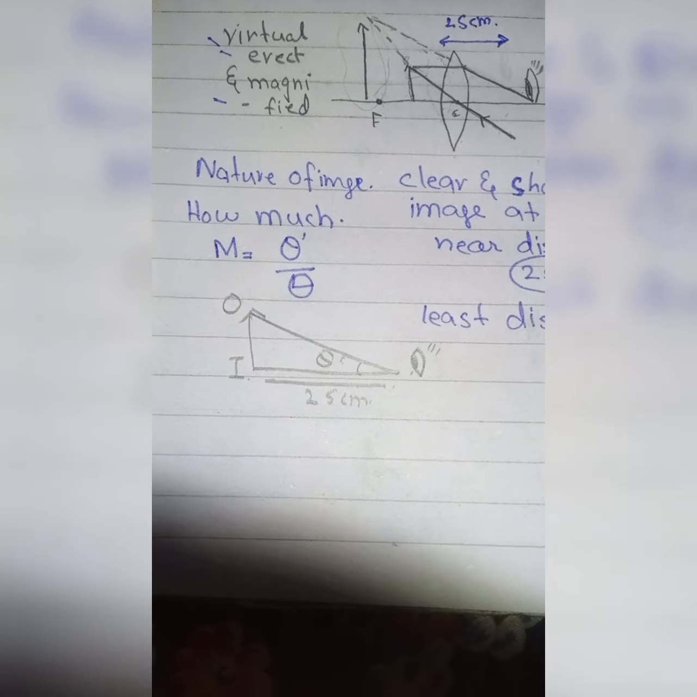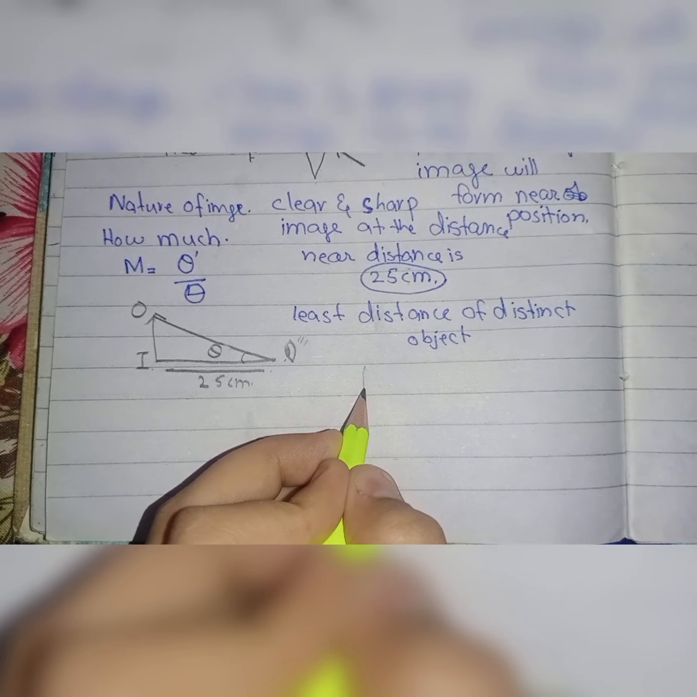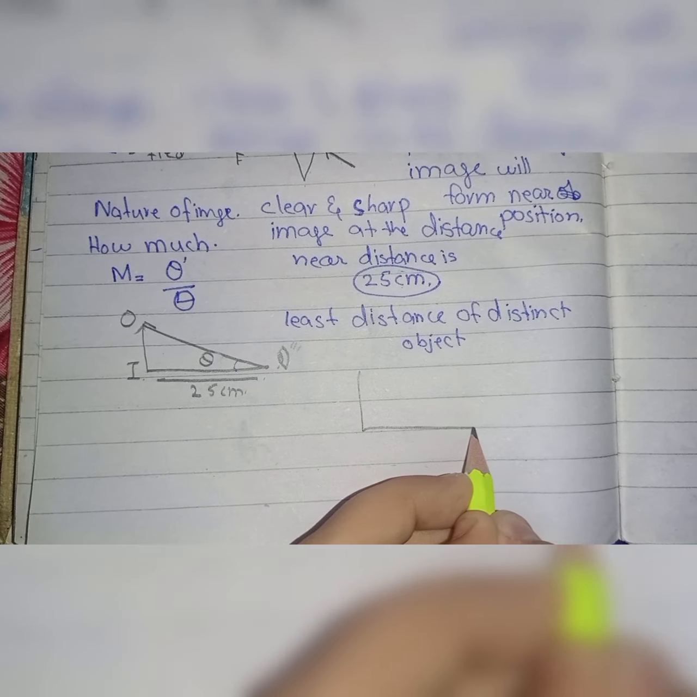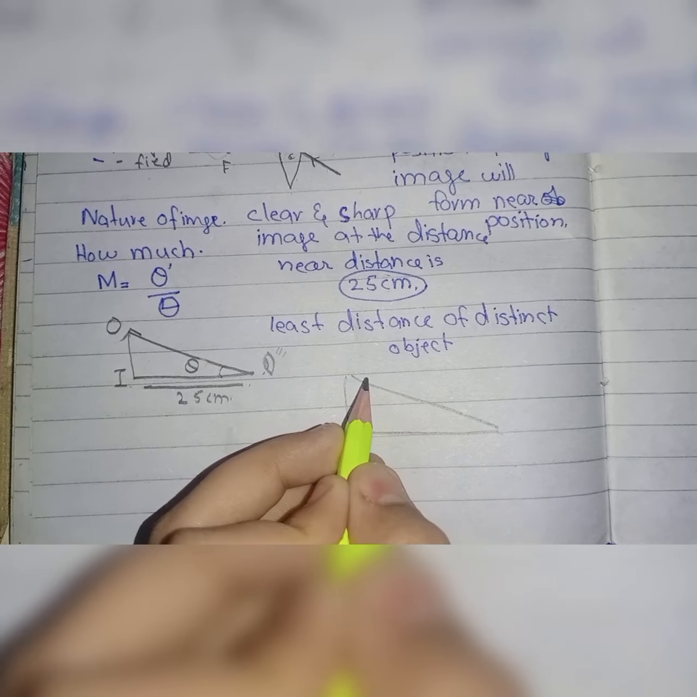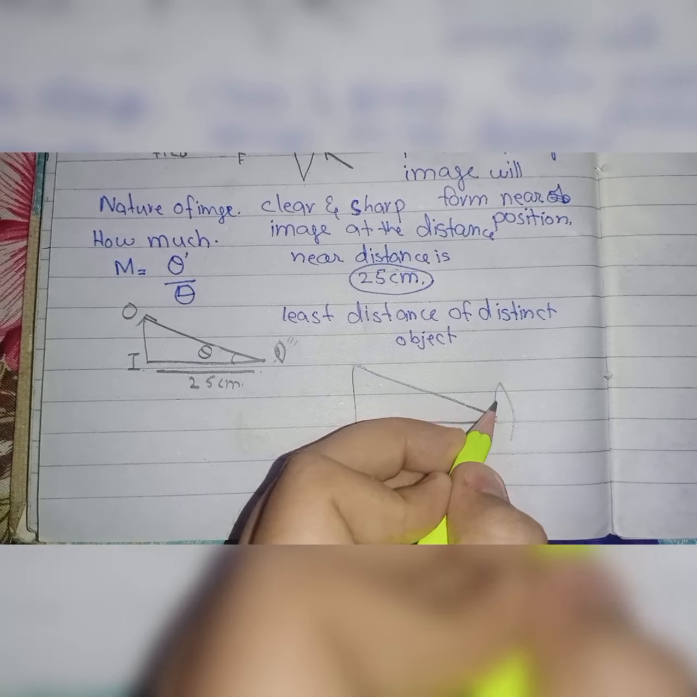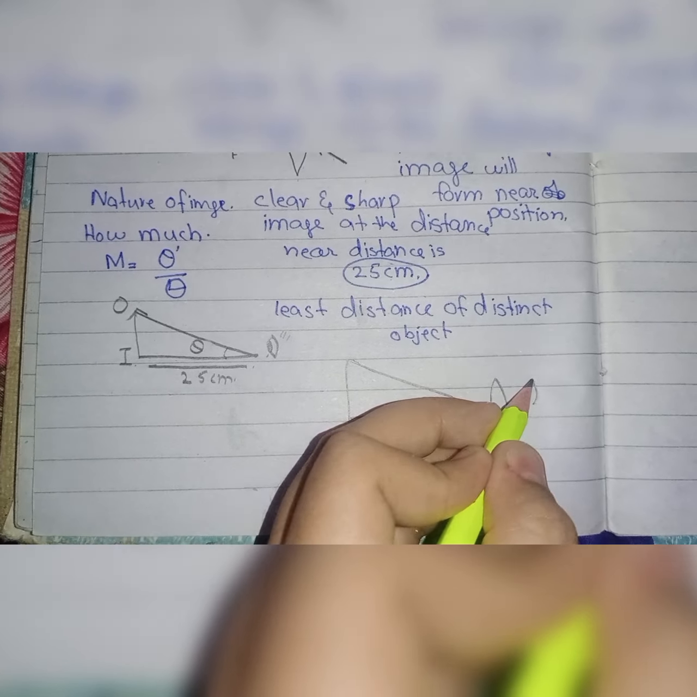Now let's do another diagram. Here we have another diagram, this is the object, and here we have the lens we use, and this is the human eye.